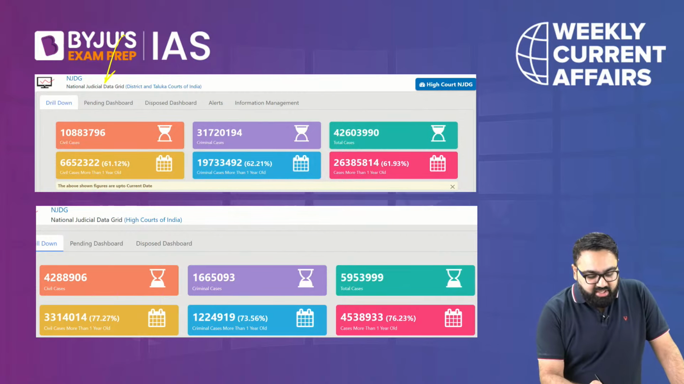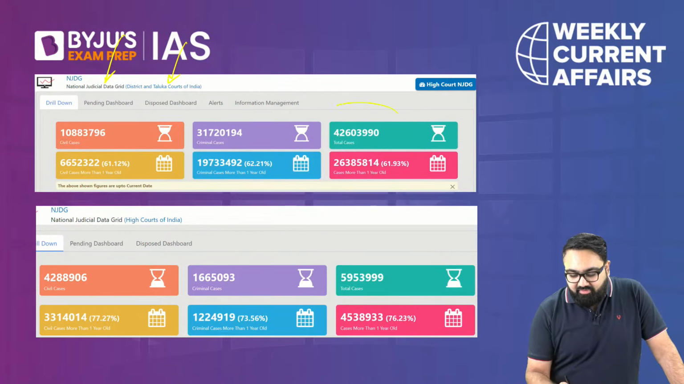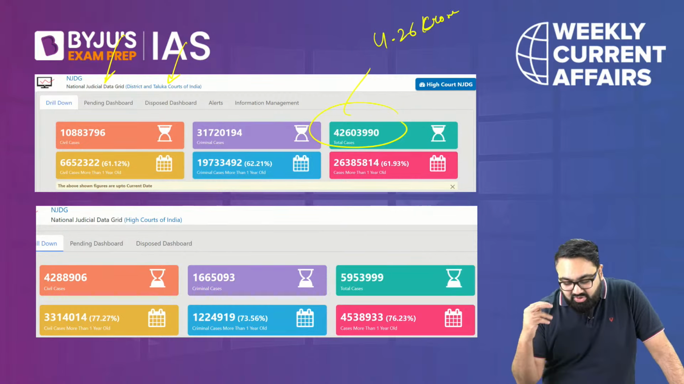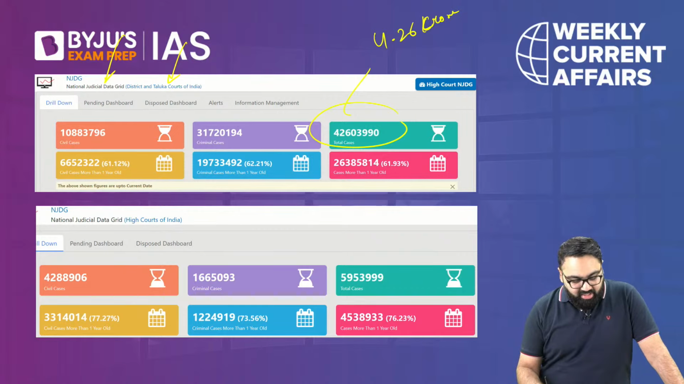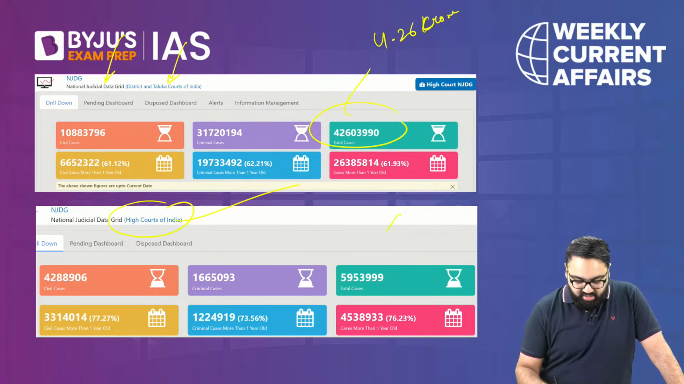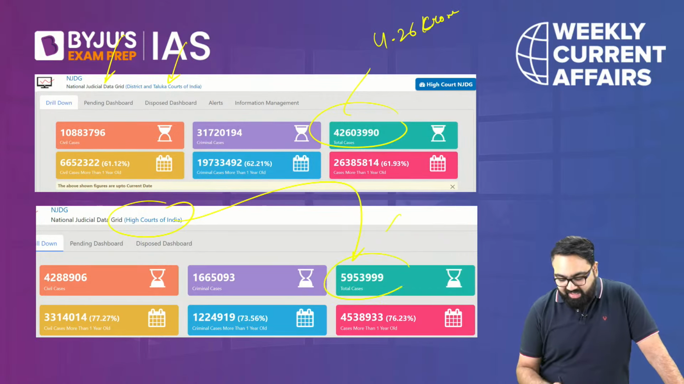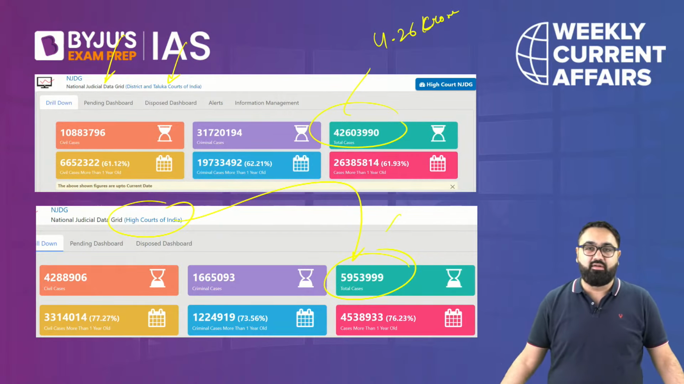Look at the district and taluka courts. The number of cases pending is 4.26 crore. And this just keeps on increasing every single year. Similarly, look at the high courts. Even in the high courts, the number of cases that are pending are close to 60 lakh.